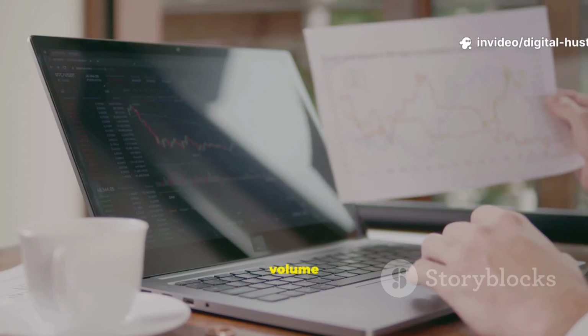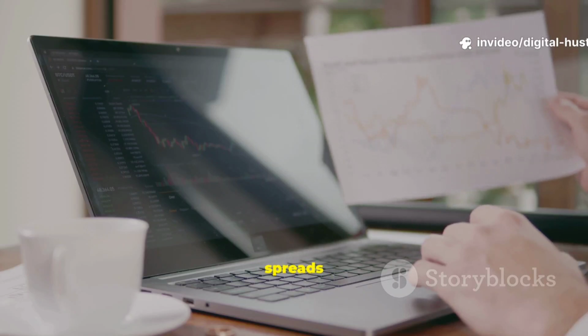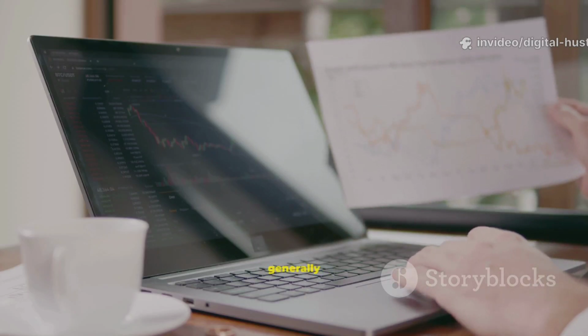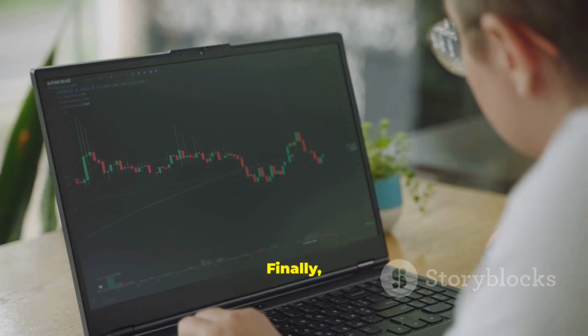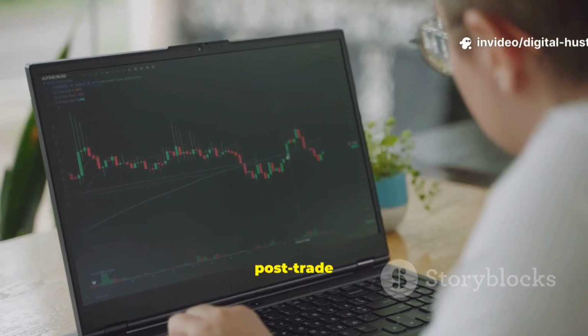Can their servers handle the volume without freezing? How much do spreads widen? A true ECN broker is generally better equipped. Test them on a demo or with tiny size first. Finally, the most important part: post-trade analysis.